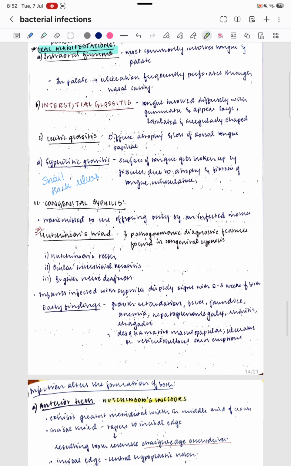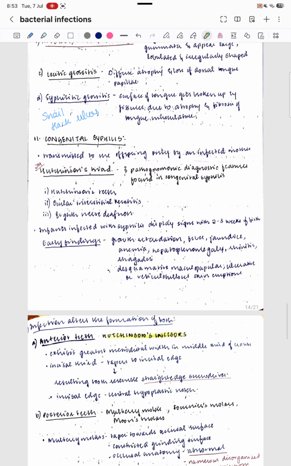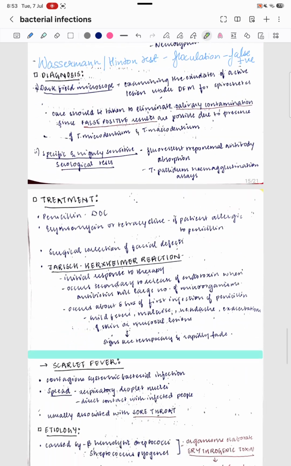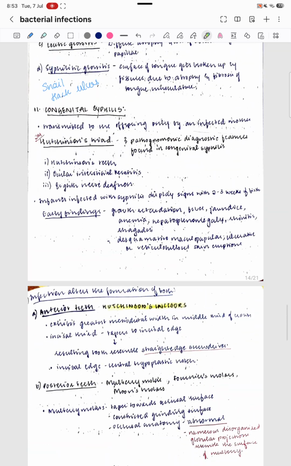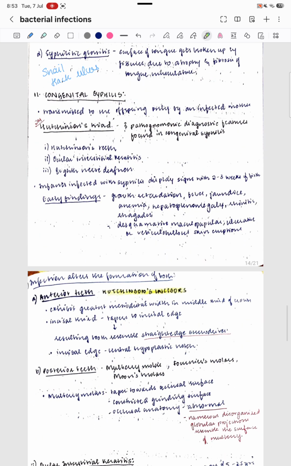Okay, now there is something called luetic glossitis, or syphilitic glossitis. Syphilitic glossitis occurs on the surface of the tongue, and luetic glossitis causes atrophy of the tongue papillae. Now coming to congenital syphilis, the last type of syphilis. Congenital syphilis is transmitted from the mother to the offspring, and that is only possible if the mother is infected.